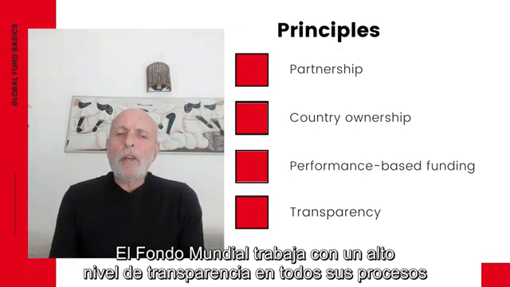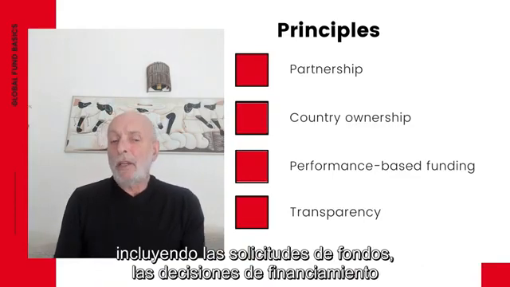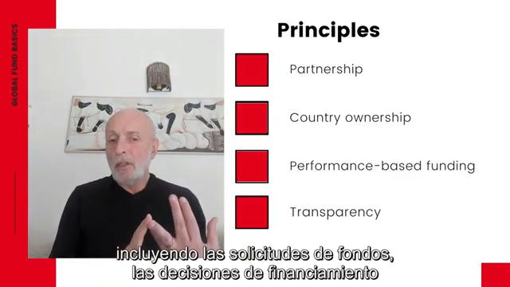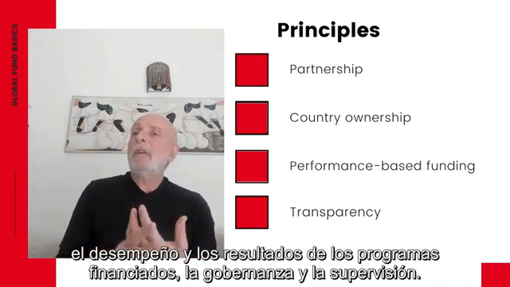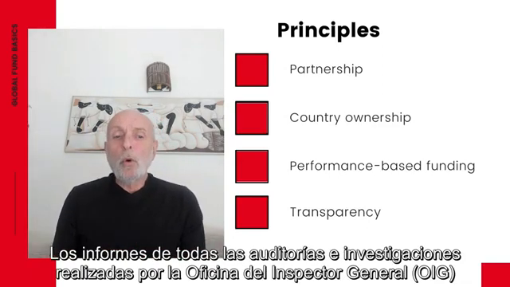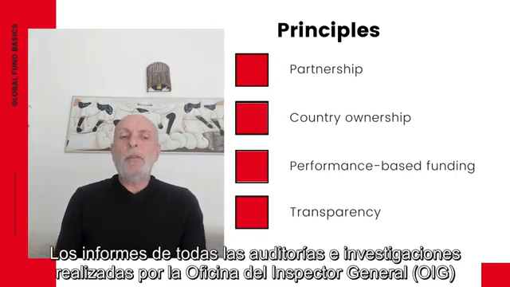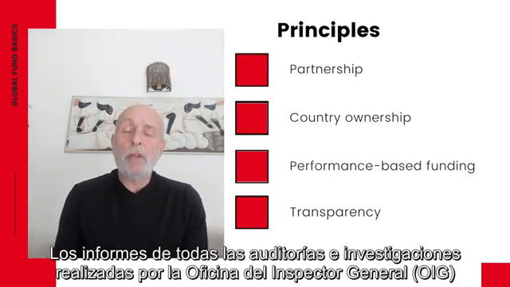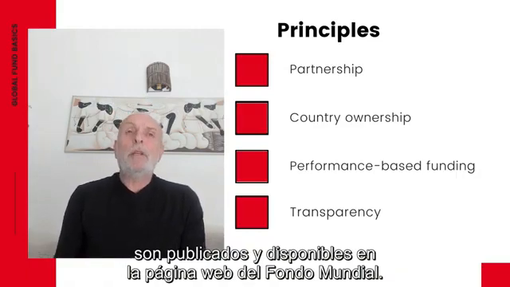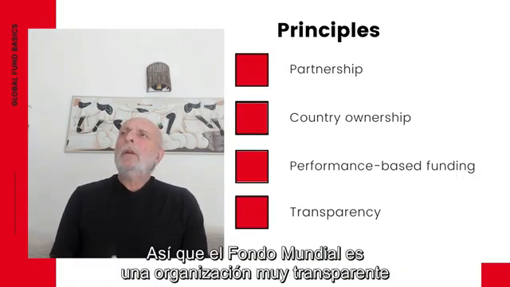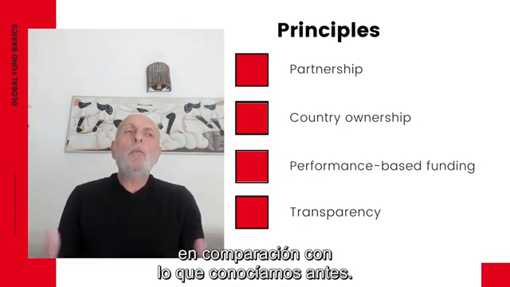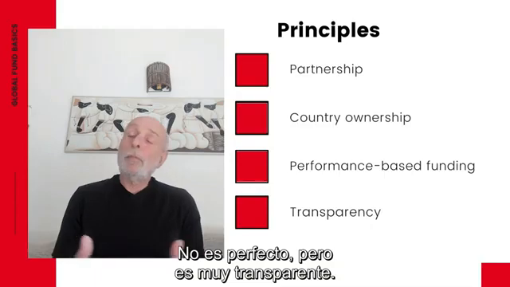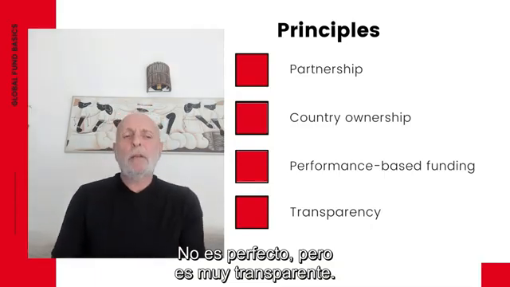The Global Fund operates with a high degree of transparency in all of its work, including applications for funding, funding decisions, grant performance, results, governance, and oversight. And all audits and investigations by the Office of the Inspector General, or the OIG, are openly published on the website. So the Global Fund is a really transparent organisation compared to what we were used to. It's not perfect, but it is very transparent.